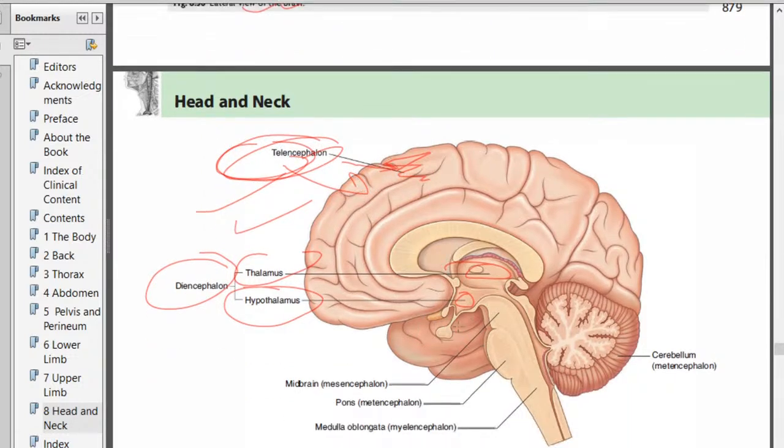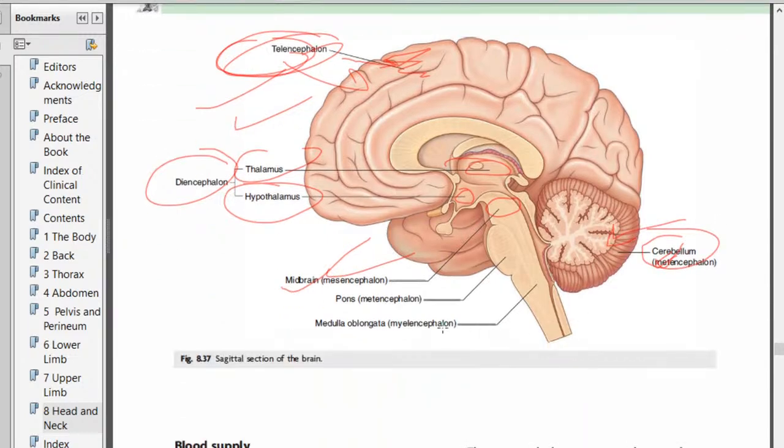Okay, so this is the mesencephalon. This is the midbrain. This is the mesencephalon. Okay, and this is the metencephalon. It is second last. Metencephalon consists of the cerebellum. Then at last there is the myelencephalon, which gives rise to the medulla oblongata.